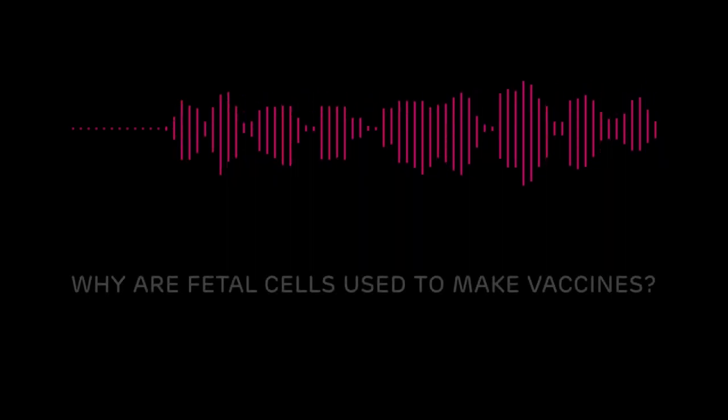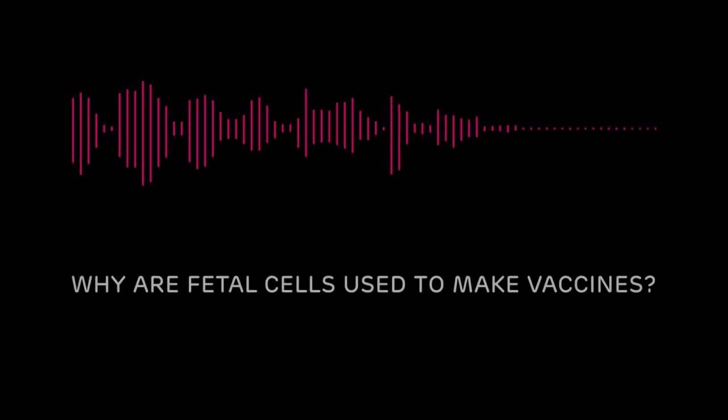Hi, Dr. Offit. Why are fetal cells used to make vaccines? So to understand this, you sort of need to go back in time. In the 1950s, there was a polio vaccine that was made using monkey kidney cells.